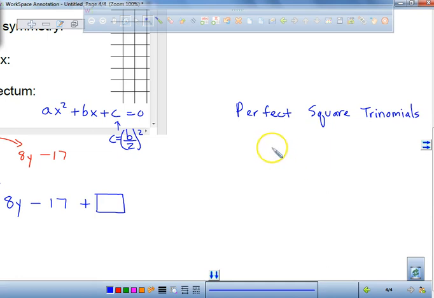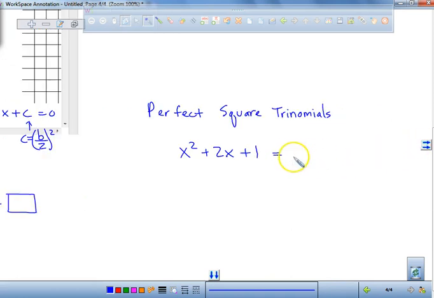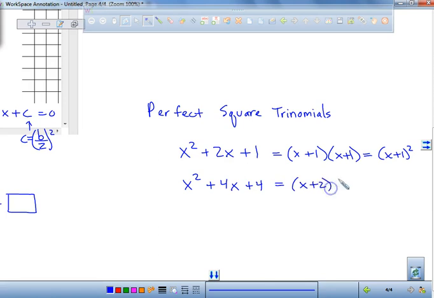So let's give you the most basic perfect square trinomial known to humanity. That's a perfect square trinomial, because that factors to x plus 1 times x plus 1, which becomes x plus 1 squared. By the way, what's half of 2? 1. What's 1 times 1? 1. That's a perfect square trinomial. Let's do another one. X squared plus 4x plus 4. That factors to x plus 2 times x plus 2, which becomes x plus 2, in parentheses, squared. It's a perfect square trinomial.